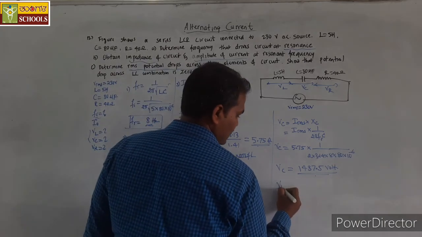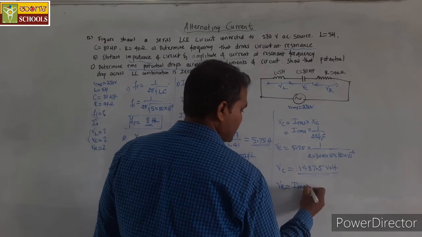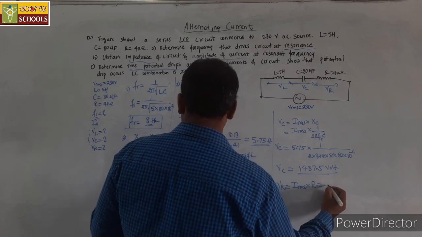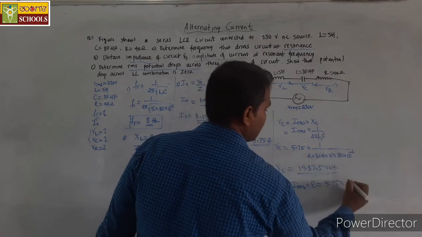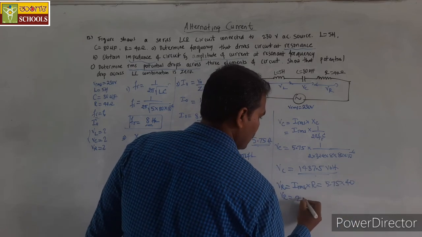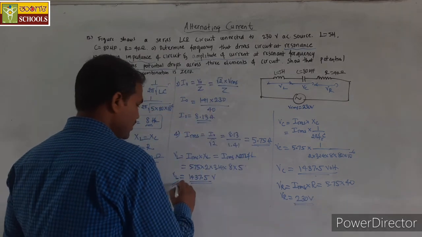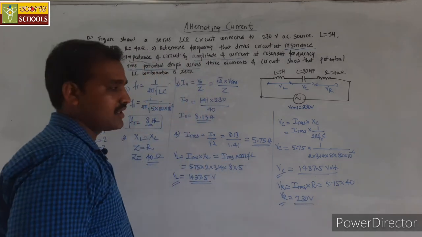Then the potential drop across the resistor is equal to I RMS into the resistance of the resistor, that is I RMS is 5.75 into resistance 40. So I get VR is equal to 230 volt. So we got all the potential drops across inductor, capacitor and resistor.